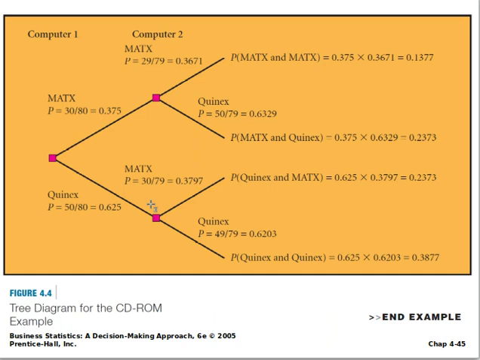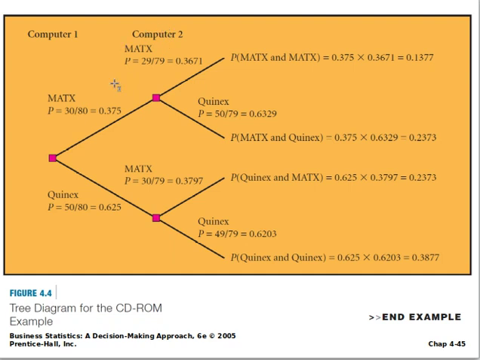Here is another visual representation of the probability. Computer 1, computer 2. There are two different CD-ROMs, MATX and QNX. The probability of MATX is 30 over 80, which is 0.375, and QNX is 50 over 80, which is equivalent to 0.625 or 62.5%.